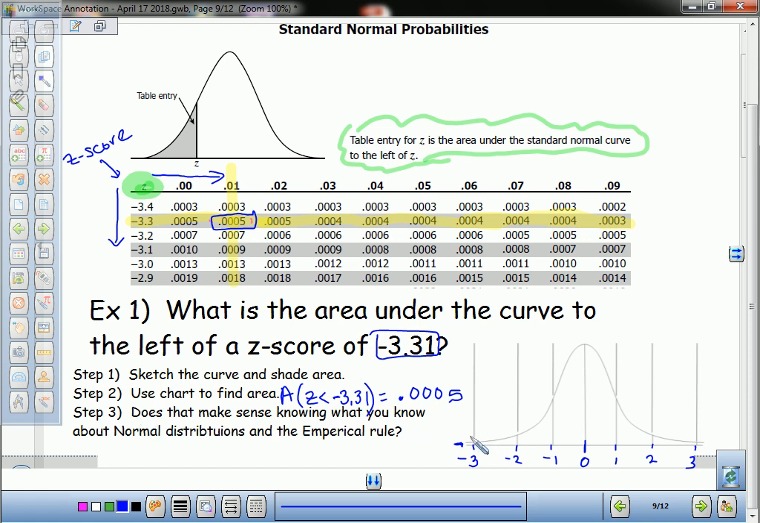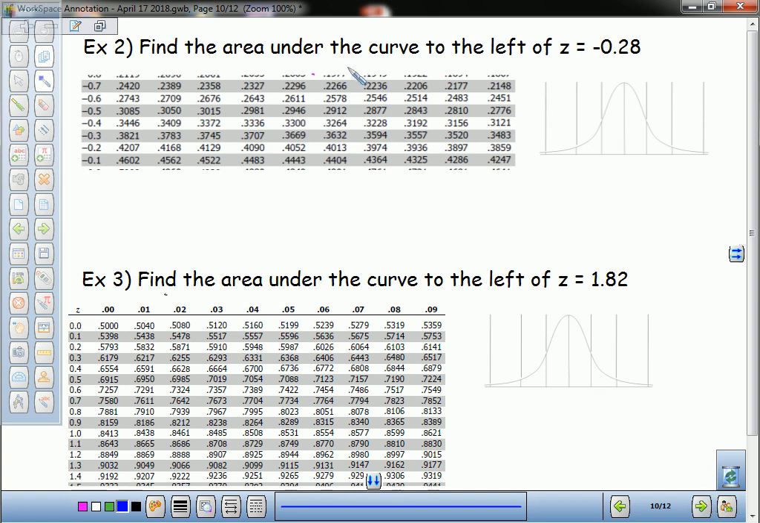Now, does 0.0005 make sense for this tiny little area, thinking about what we know about the empirical rule? Yes. When we think about the empirical rule, out here is 0.0015, right? So that would be all of out here. Well, this isn't all of out here. It's even part of that. So is this number smaller than that number? Does it make sense? Yes. All right. Let's look at another one.